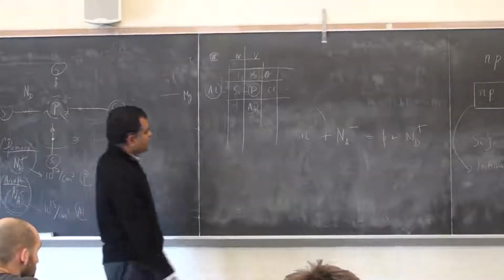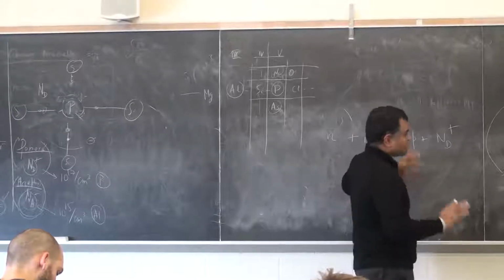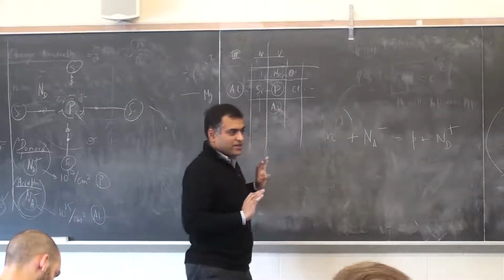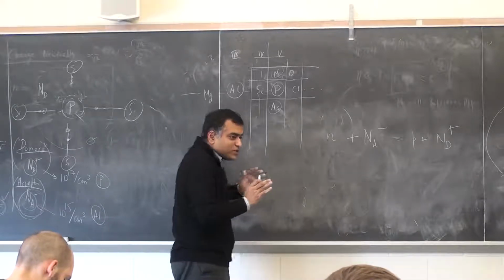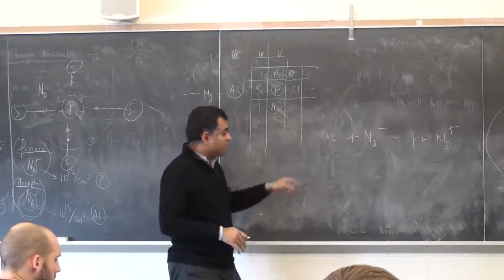And what is the expression for N? It's exactly the same as what we had written before, right? The only thing is it depends on the Fermi level, and we don't know where the Fermi level is now. How do I find the Fermi level? I solve this equation.